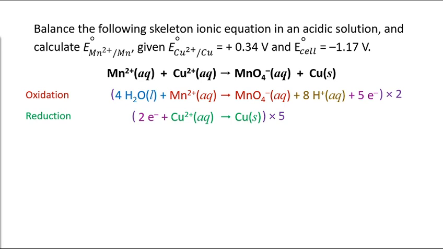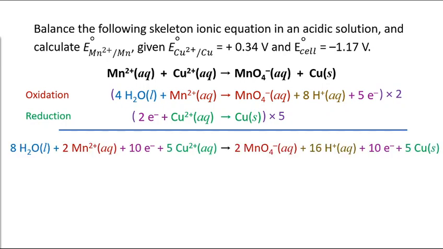Once you do the cross multiplication appropriately, make sure to add everything together, using the correct values after you've already multiplied the entire reactions and coefficients. In this overall reaction, you have 2 times your 4 waters, or 8 H2Os. You have 2 Mn2+, and you have 5 times your 2 electrons to get 10 electrons, and 5 times your Cu2+.